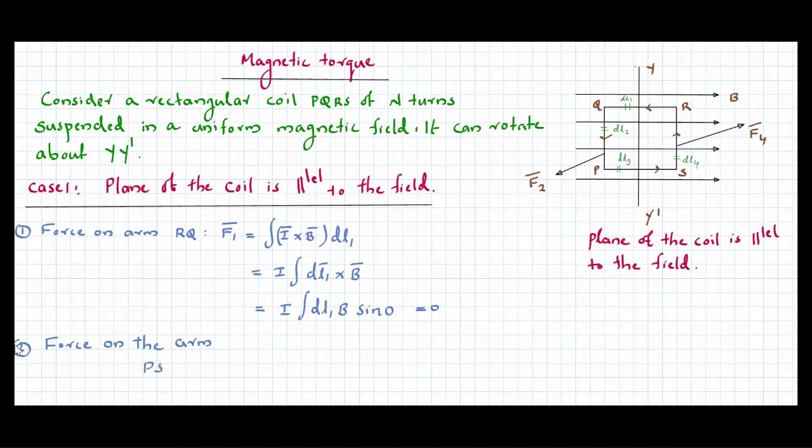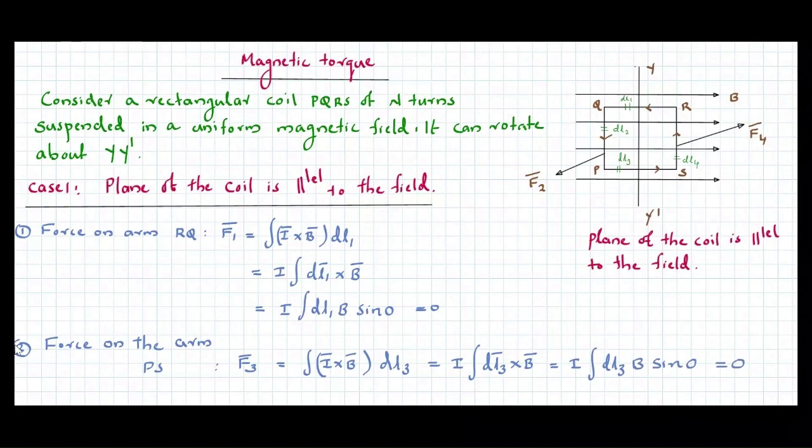Similarly, find the force on the arm PS. Let it be F3. The force on the arm PS, F3, is integral I dl3 cross B, where dl3 is the small element of length on the segment PS, that is equal to I into integral dl3 cross B. Again, the angle between dl3 and the magnetic field is 0. So the force on the arm PS, that is F3, is also 0.